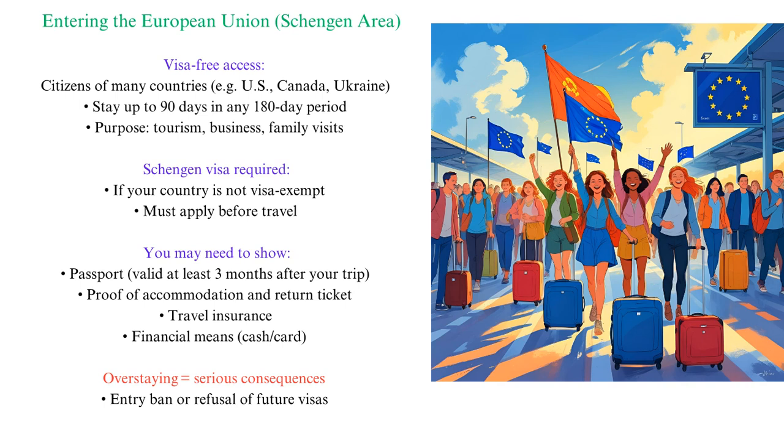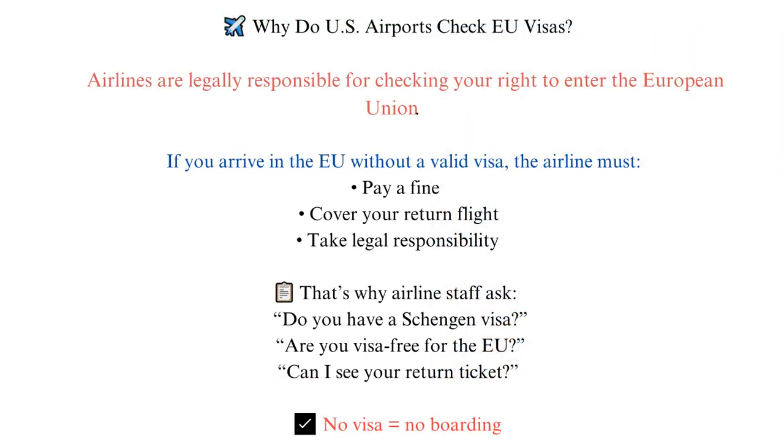If you stay longer than allowed, it can cause problems like getting banned from entering again or being refused a visa in the future. Why do US airports check your visa for Europe? Because airlines are responsible for making sure you can enter the European Union. If you fly to the EU without the right visa, the airline gets in trouble. They must pay a fine, send you back, and they take full legal responsibility.